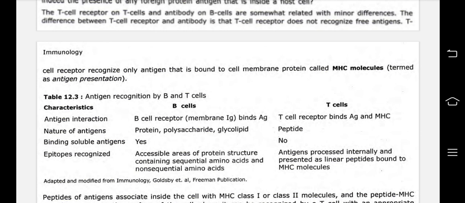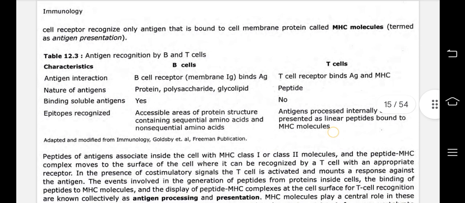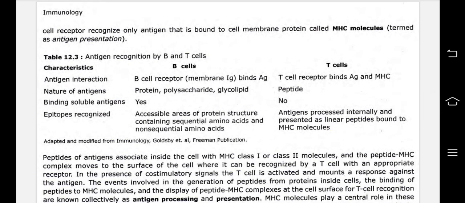So, antigen recognition by B and T cells. Antigen interaction: the B cell receptor, membrane Ig, binds Ag; the T cell receptor binds Ag and MHC. Nature of antigens: protein, polysaccharide, glycolipid, and peptide. Binding soluble antigens: in the case of B cells, yes, but in the case of T cells, no. Epitopes recognized: accessible areas of protein structure containing sequential and non-sequential amino acids in the case of B cells. But antigens are processed internally and presented as linear peptides bound to MHC molecules in the case of T cells.